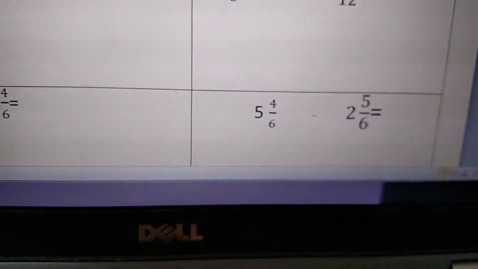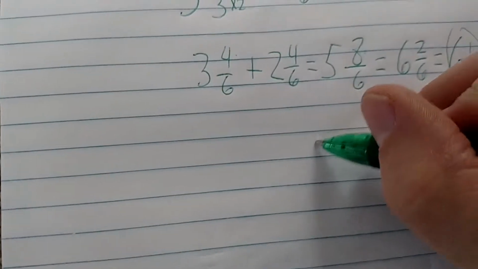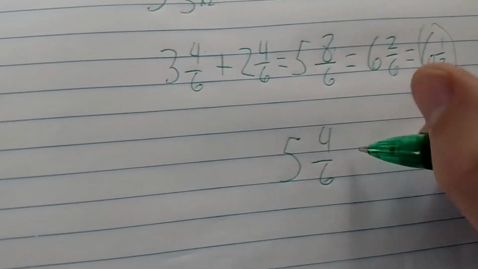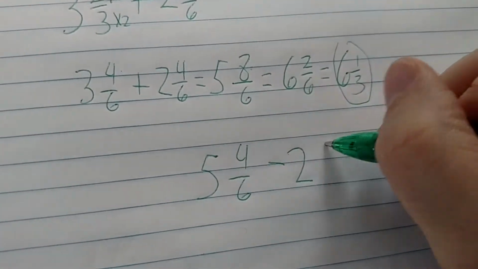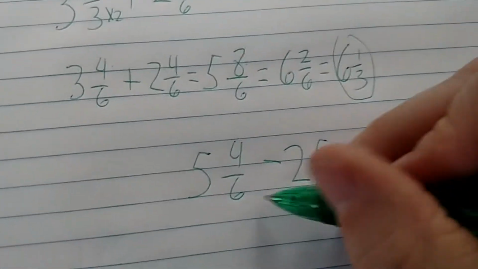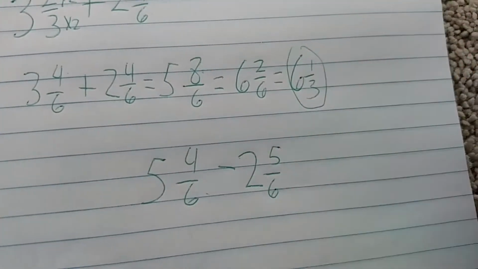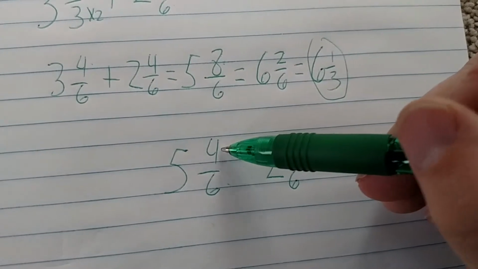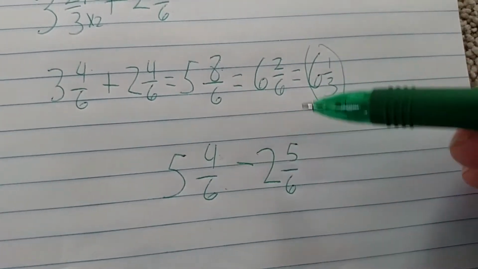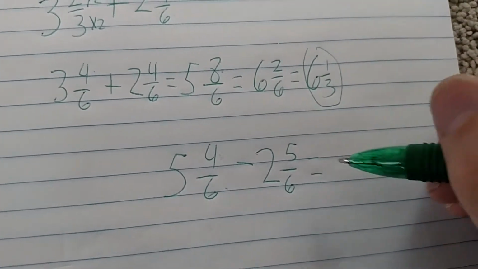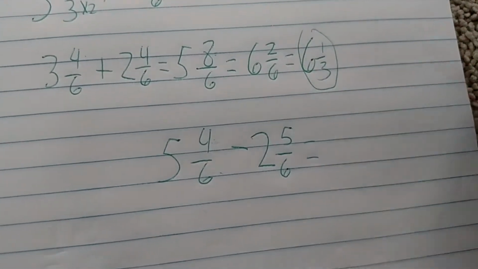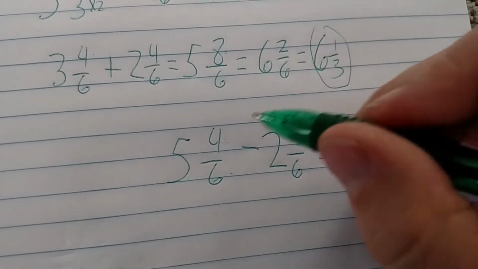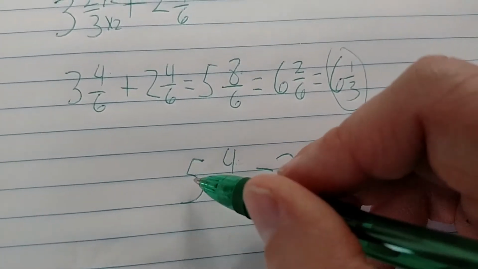Do one more, the subtraction one that I have on here, which is 5 and 4/6 minus 2 and 5/6. So I have 5 and 4/6 minus 2 and 5/6. Hey, I already have a common denominator. So I don't need to change anything. It's all good. But now if I subtract my fraction first, which you do your fractions first, 4/6 minus 5/6, that's not enough sixths. It's like saying 4 minus 5. You can't do 4 minus 5. It's a negative number. So you have to borrow from this whole number.